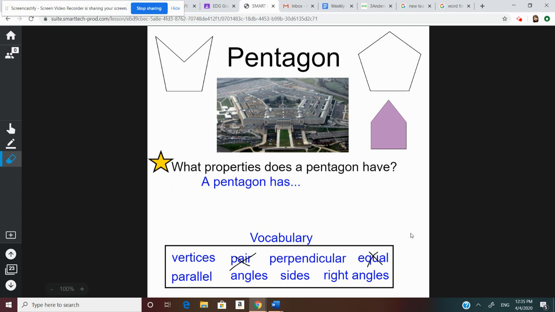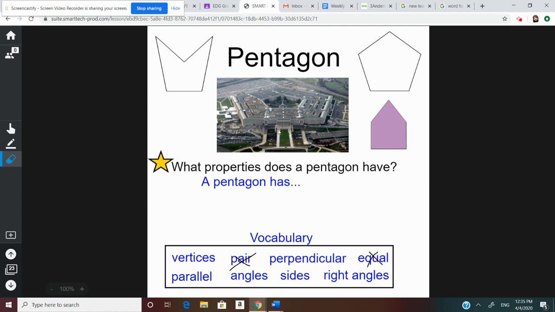So this should look pretty familiar to you by now. We're going to be talking about the properties that a pentagon has again. So a pentagon is a 5-sided figure. So remember, a quadrilateral was a 4-sided figure. Pentagon is 5-sided, so it's 1 extra side. So all 3 of these shapes are different kinds of pentagons. Not all pentagons look exactly the same.